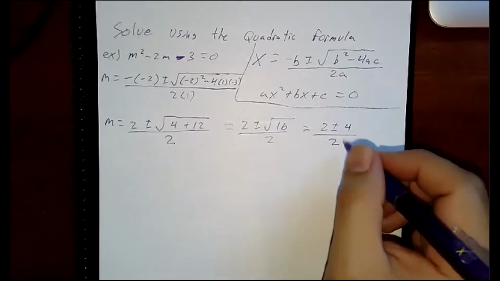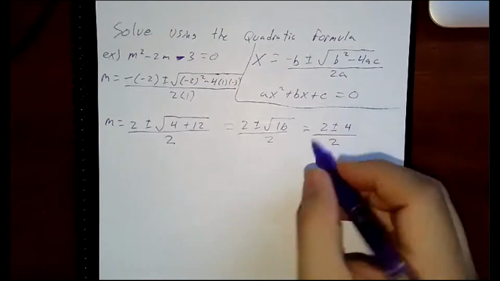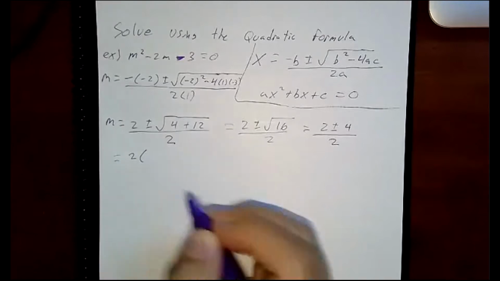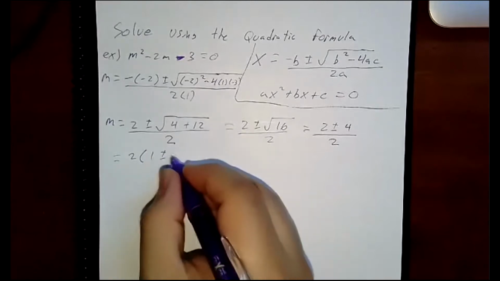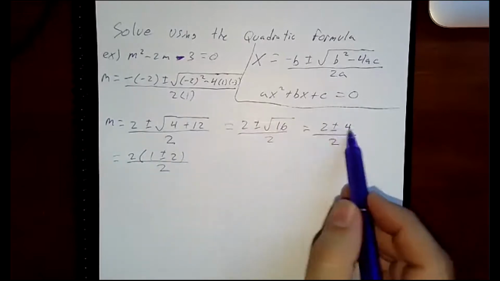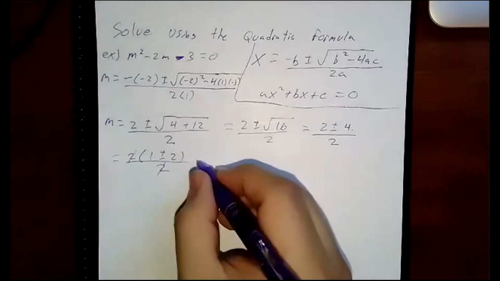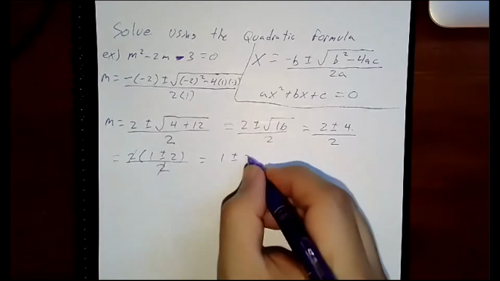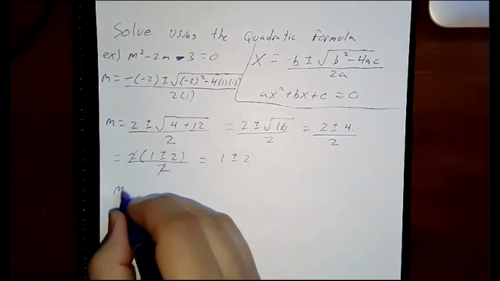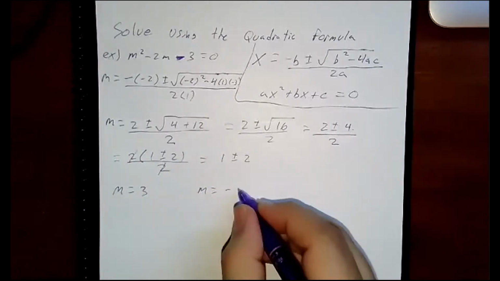At this point, you can start factoring things, because technically there's a 2 in common up top. What you could do is factor a 2 from the top, leaving you with 1 plus or minus 2. If you factor 2 from these two, 2 will be out here, so then you cancel these 2's. So your final answer would be 1 plus or minus 2, which gives us 2 answers. So m is equal to 1 plus 2, and m is equal to 1 minus 2.